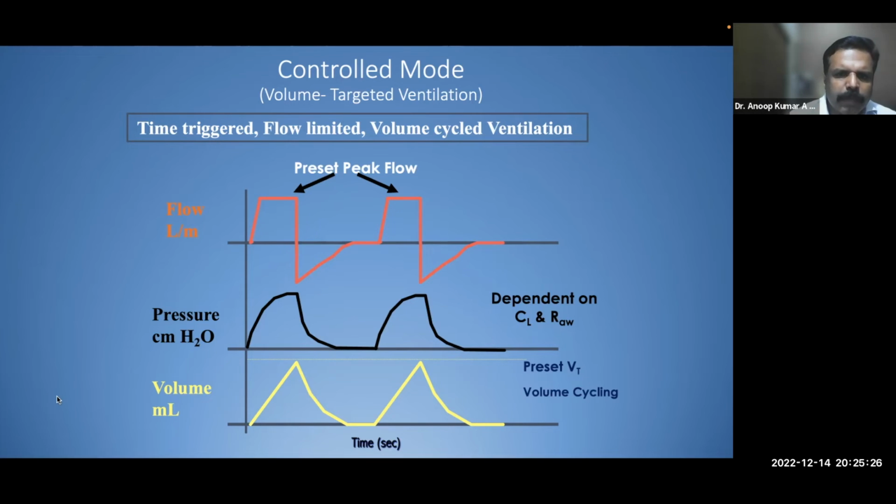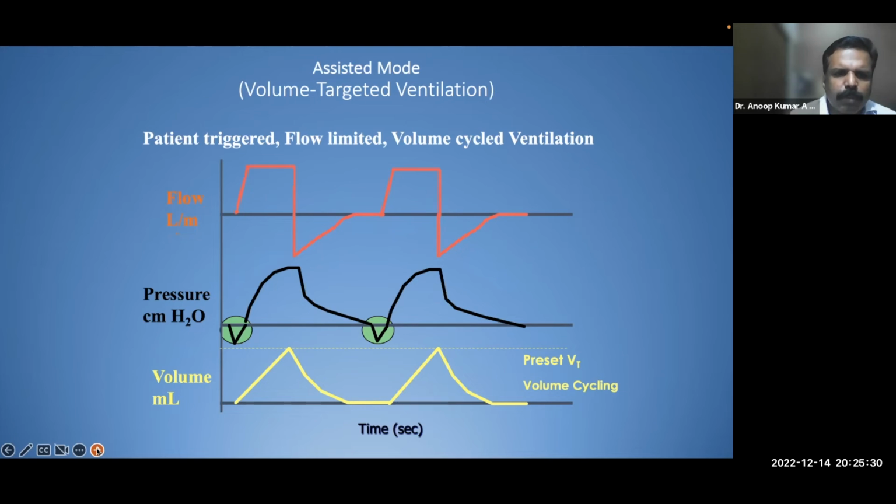So now, coming to this, this is the pressure control mode. Sorry, this is a volume control mode. And now we have the assisted mode. So in the assisted mode, what is the difference? Here again, you can see these are the spontaneous breaths, and the tidal volume is constant because it's a volume targeted ventilation. But here again, what you have to understand is the tidal volume is always constant.